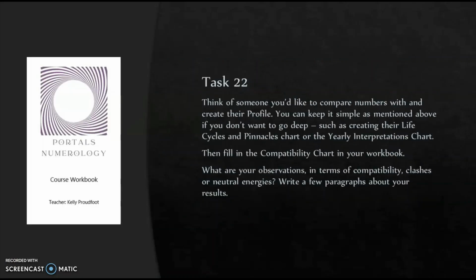Task 22. Think of someone you'd like to compare numbers with and create their profile. You can keep it simple as mentioned above if you don't want to go deep, such as creating their life cycles and pinnacles chart or the yearly interpretations chart. Then fill in the compatibility chart in your workbook. What are your observations in terms of compatibility, clashes, or neutral energies? Write a few paragraphs about your results.